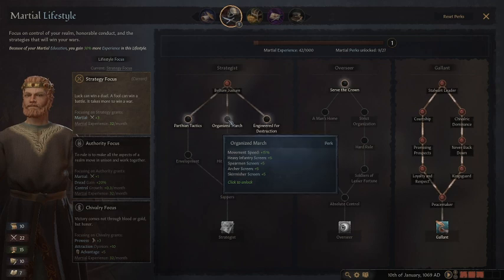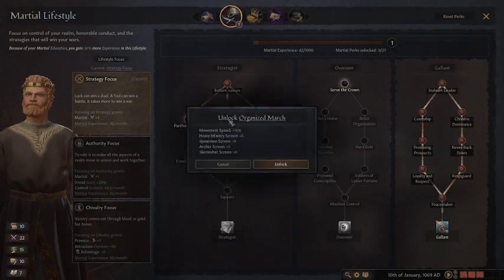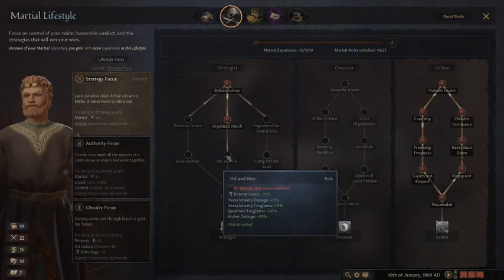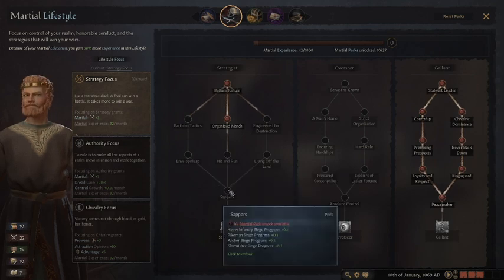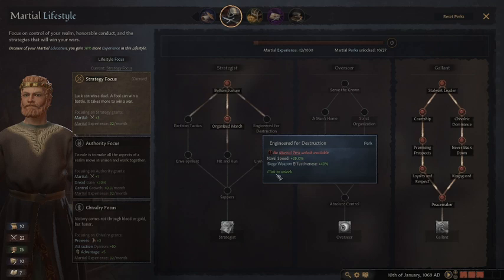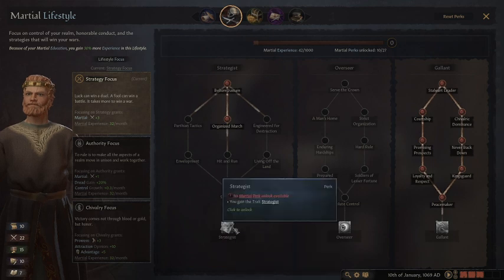Okay, organized march. Honestly, the movement speed boost by itself seems pretty good, so let's go with that. Which will later get hit and run, and then sappers, and then finally strategist. Actually, we need to complete everything else in the tree before we can get sappers, and then, you know, we'll get everything eventually.